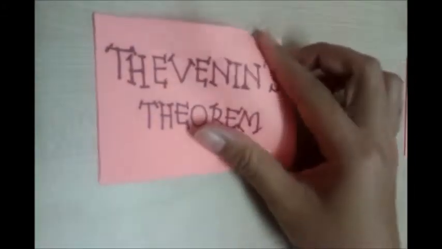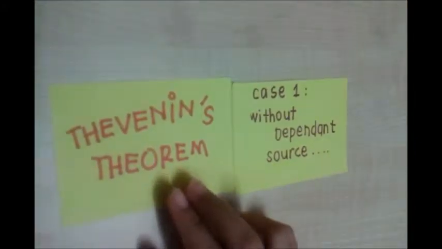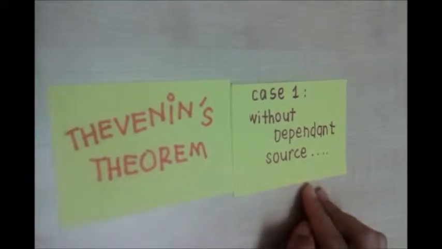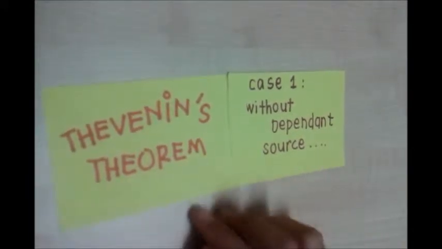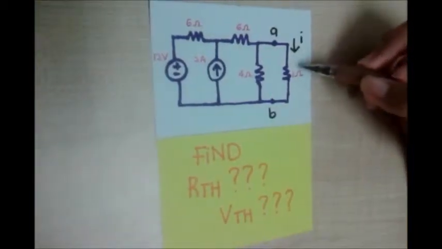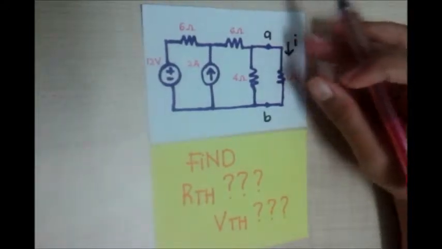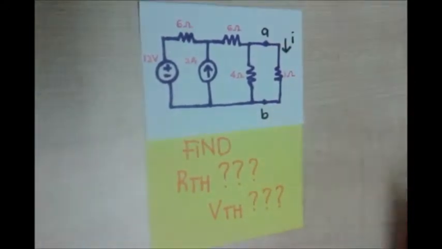Hi everyone, today I want to share about Thevenin's theorem and Norton's theorem. Thevenin's theorem, case 1: without dependent source. This is the example of the circuit for case 1. First, we must find RTH and VTH.